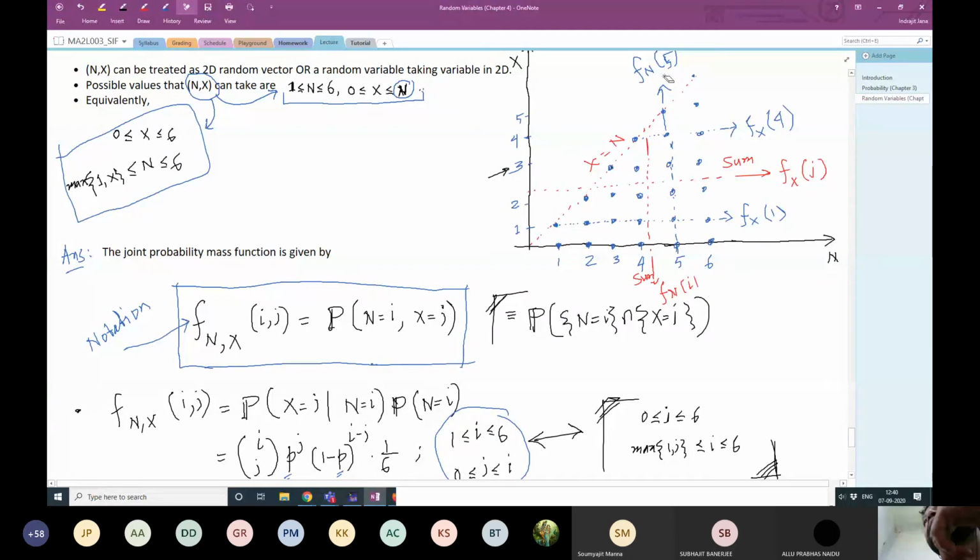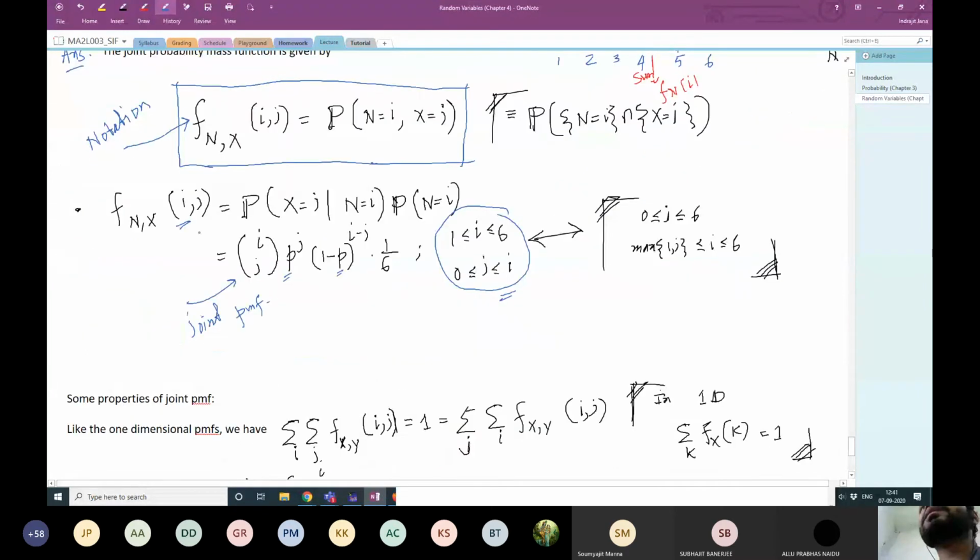So this is nothing but the probability that N is equal to 5. This is the probability that X is equal to 4. So essentially, the joint probability gives you information about two variables together. But if you want to extract information about a single variable, this is an important clause, or if you want to find the probability mass function of any single variable, you take the sum across the other variable. This is the whole idea.